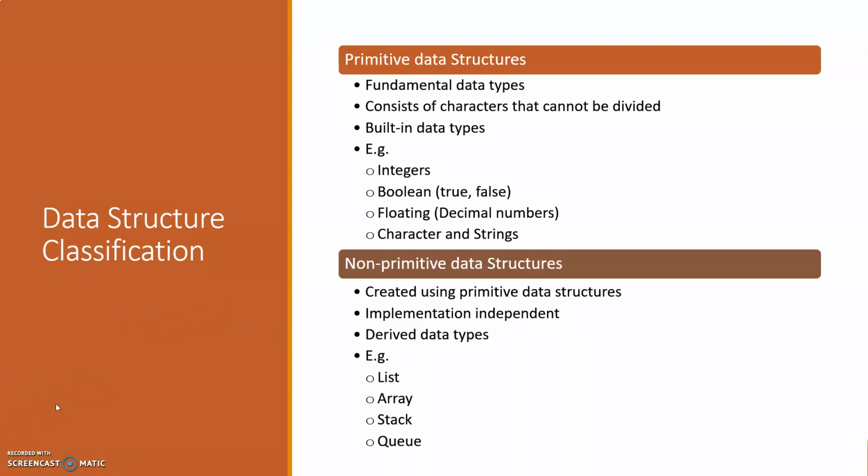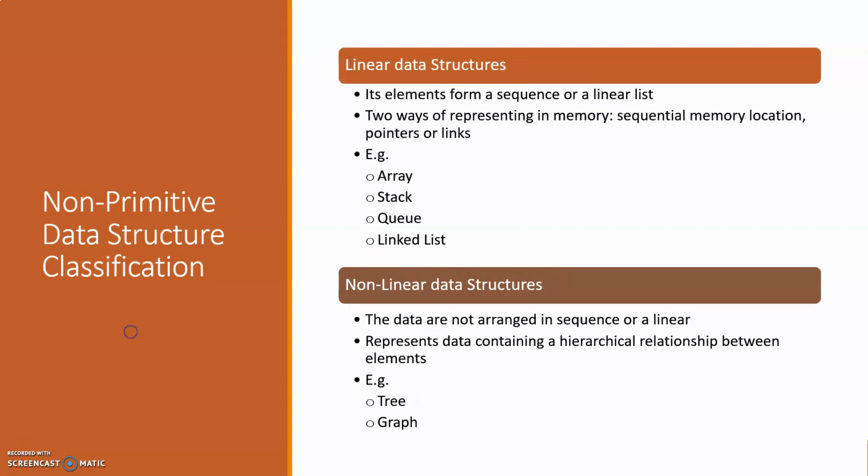Now, the non-primitive data structures are those data structures which are created using primitive data structures. These are also known as derived data types because they are implementation independent. That means they can be implemented in one or the other way. Examples of derived data types or non-primitive data structures are list, array, stack, and queue. Non-primitive data structures can be further classified into linear data structures and non-linear data structures.